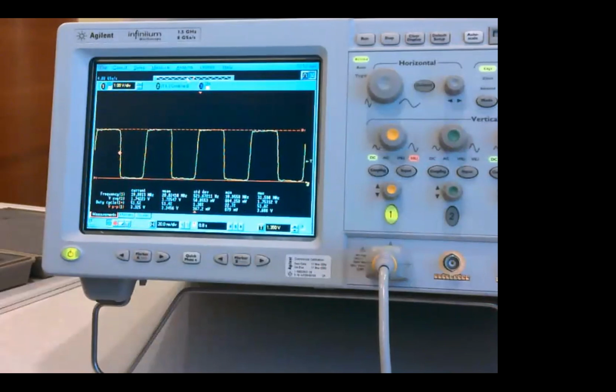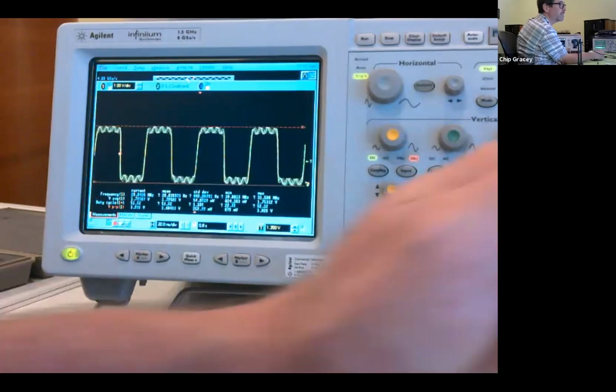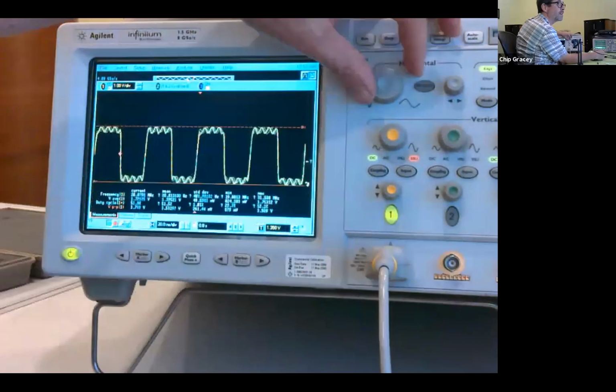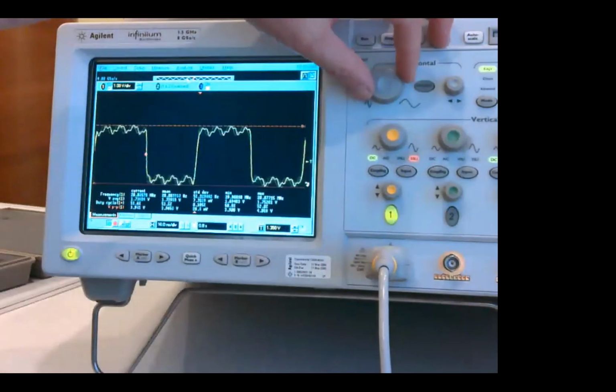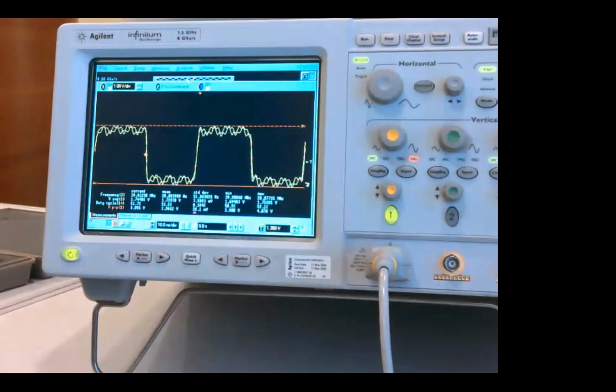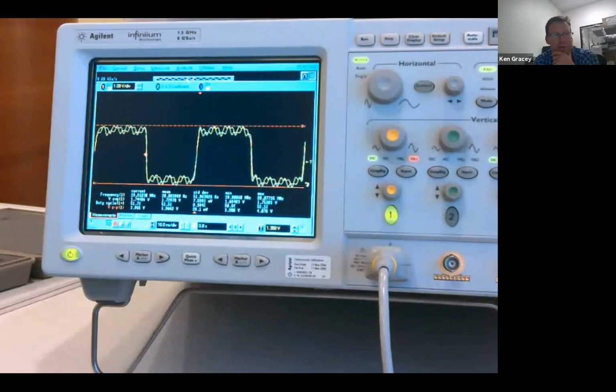Hold on a minute. I don't have muting control. Here we go. There we go.